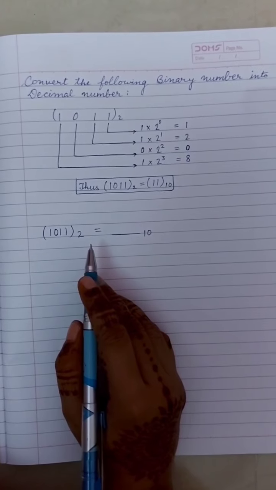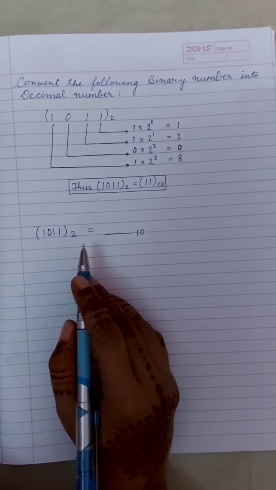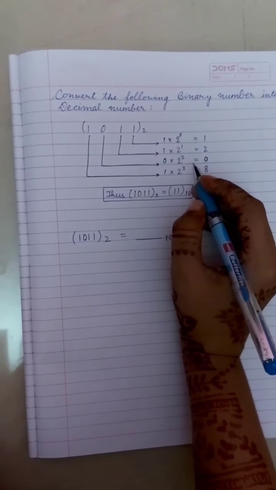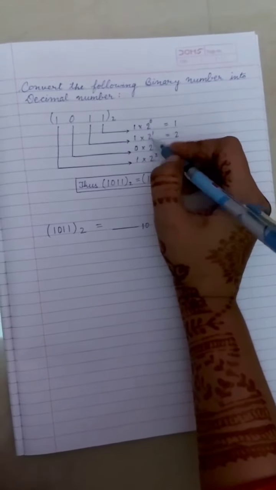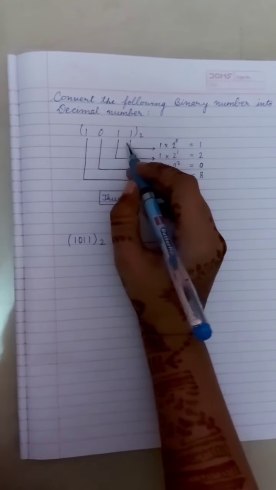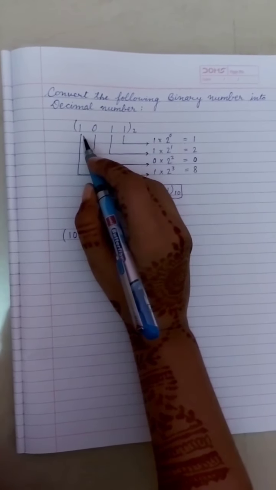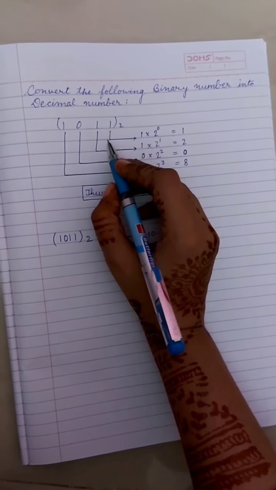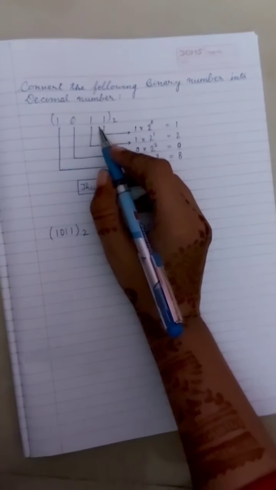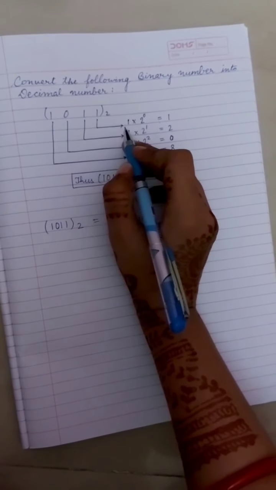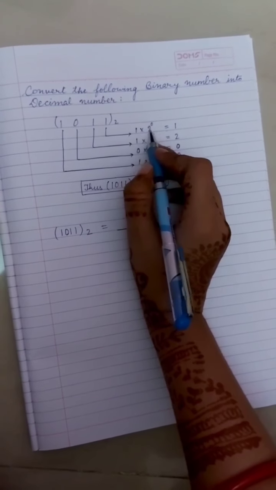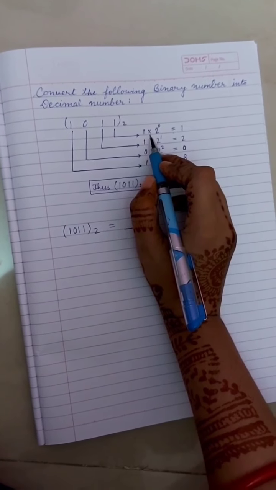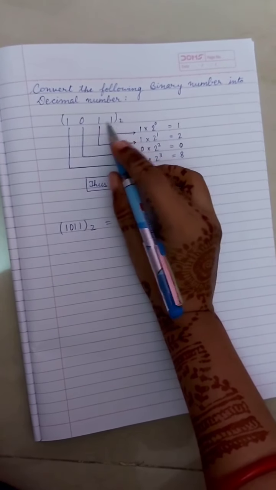It's very simple. So children, first what we have to do is note down the weights of 2 from right to left, in the given number. See, the rightmost digit is 1, so its weight would be 2 raised to 0, and we will multiply the weight by the given digit.